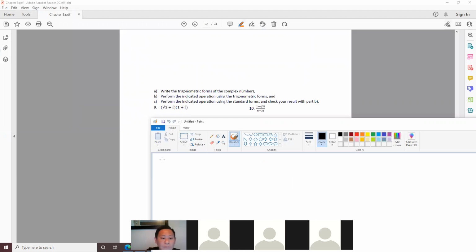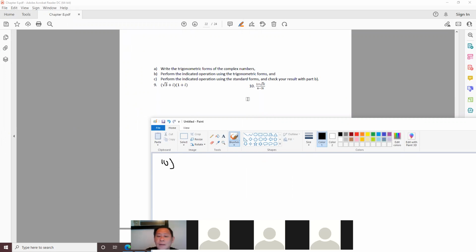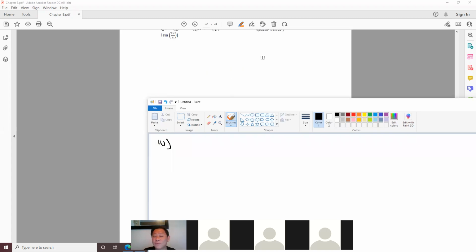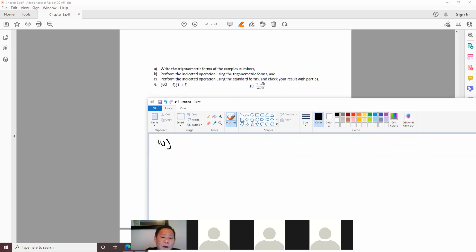It's difficult. Yeah, let's do question 10. Question 10, we can divide this. We use divide, but you can actually do the CIS form. But the first thing is you have to convert the Z1, which is the 1 plus √3i, into the trigonometric form. And you have to convert Z2, which is the denominator, 6 minus 3i, into the trigonometric form. So go ahead, convert this into the trig form and convert this into the trig form.